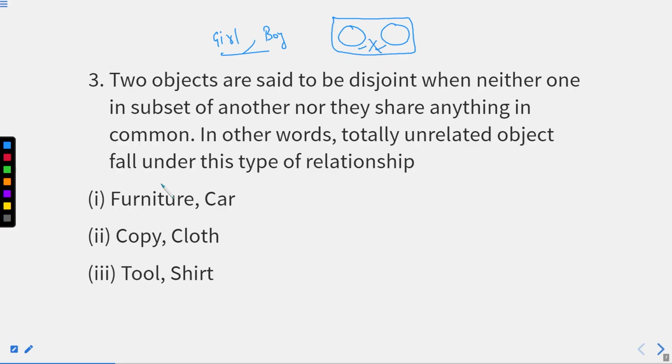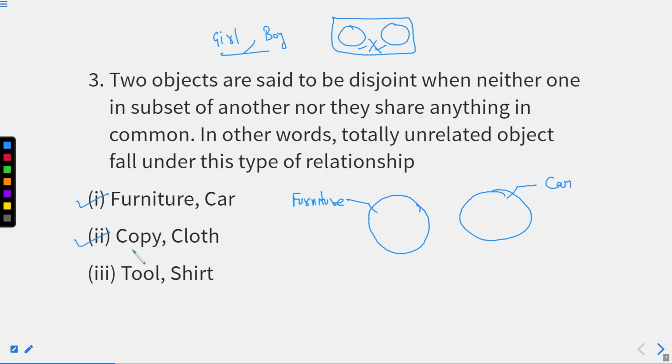Similarly, we'll have some other examples. The first example says a furniture and a car. We know that a car is not a furniture and not even is furniture a car, right? So if I use this circle to represent furniture, let's say, right? This is used to represent furniture and this circle is used to represent a car. So they both are different entities. I hope you got it, right?